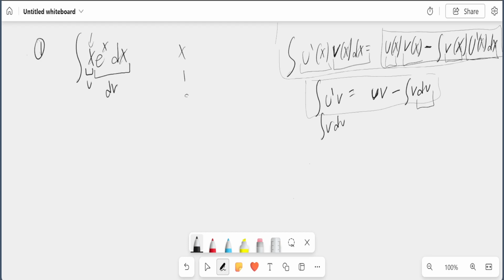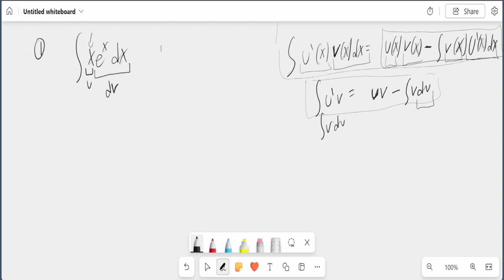X to the 10. It's the one that converges. It doesn't actually. Why did you pick e to the x as dv? Because now, right, dv. The reason I chose this as dv is kind of hard to explain. Can I do it and then I'll show you my reasoning?